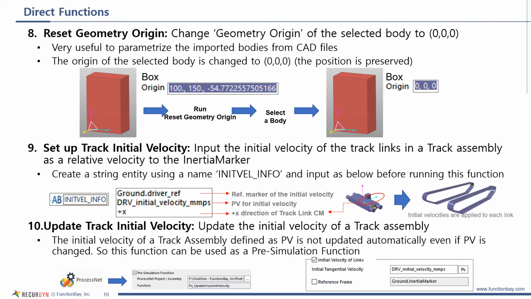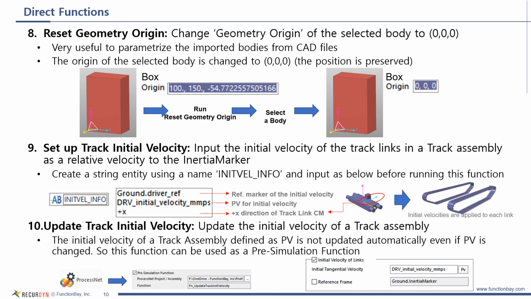The eighth feature is Reset Geometry Origin. This function changes the origin value of the CAD geometry position of the selected body to 0, 0, 0. It is very effective for parametric modeling using CAD.